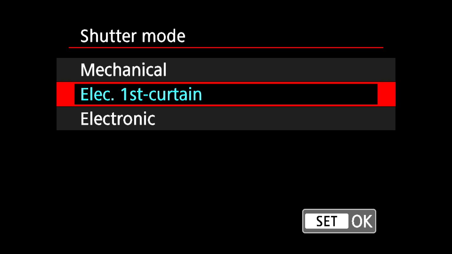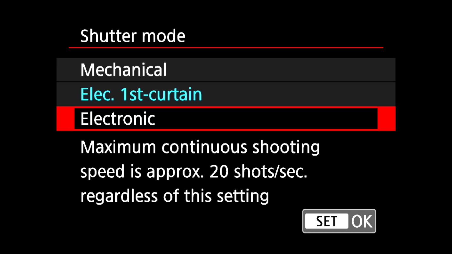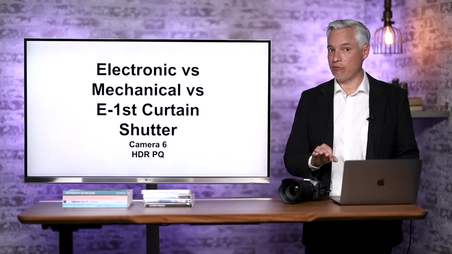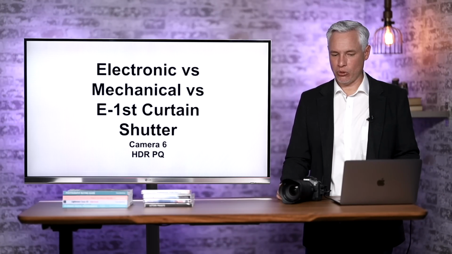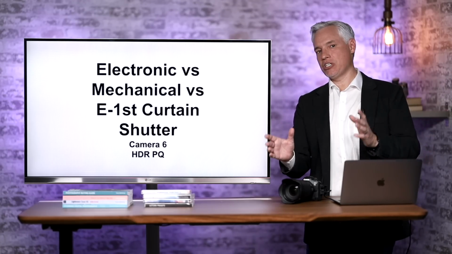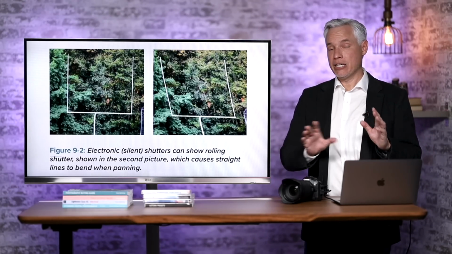Electronic also gives you access to the full 20 frames per second. Otherwise, you are limited to 12 frames per second when you have a full battery. We'll talk about that a little bit more later. So why would you not use electronic all the time if it's silent and faster and doesn't incur any mechanical wear? Here are some examples.